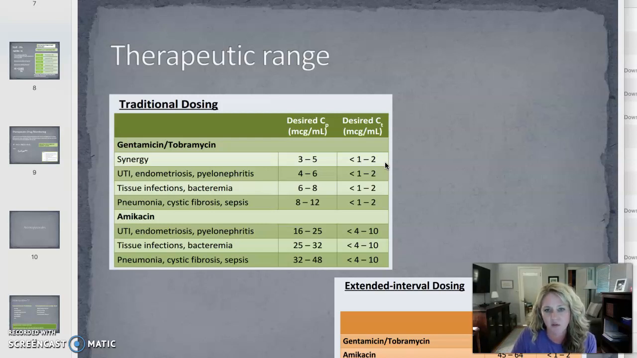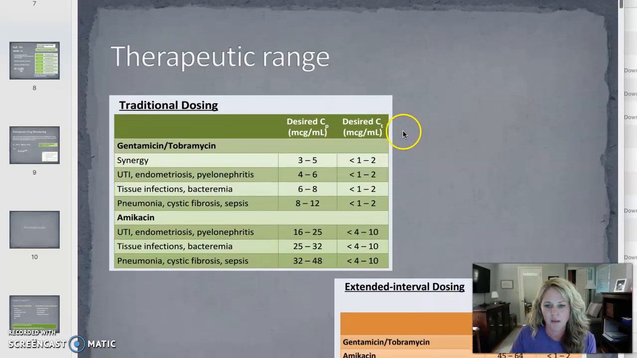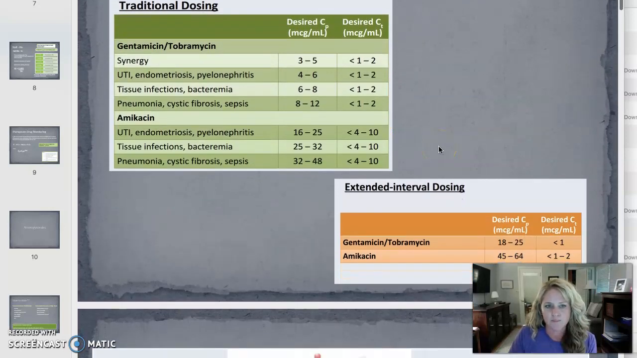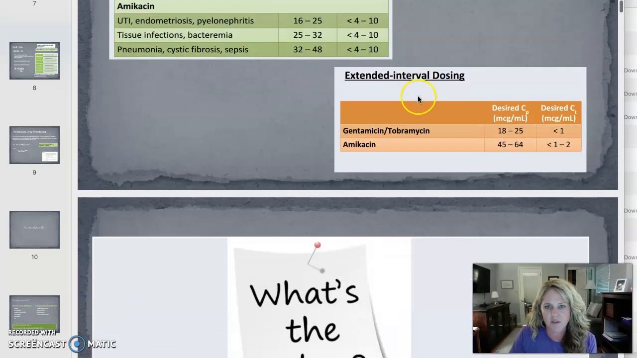Even with extended interval, we want that random level or trough to be undetectable, okay? So it's going to be less than 1. So again, here's your desired peaks and troughs you can refer back to.